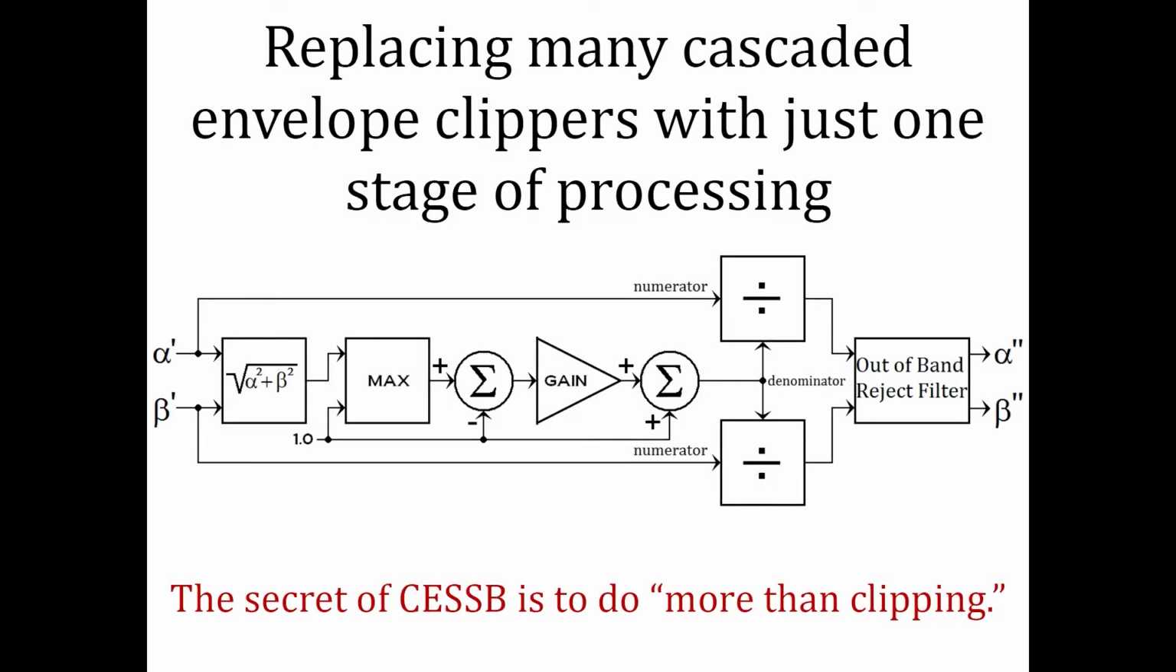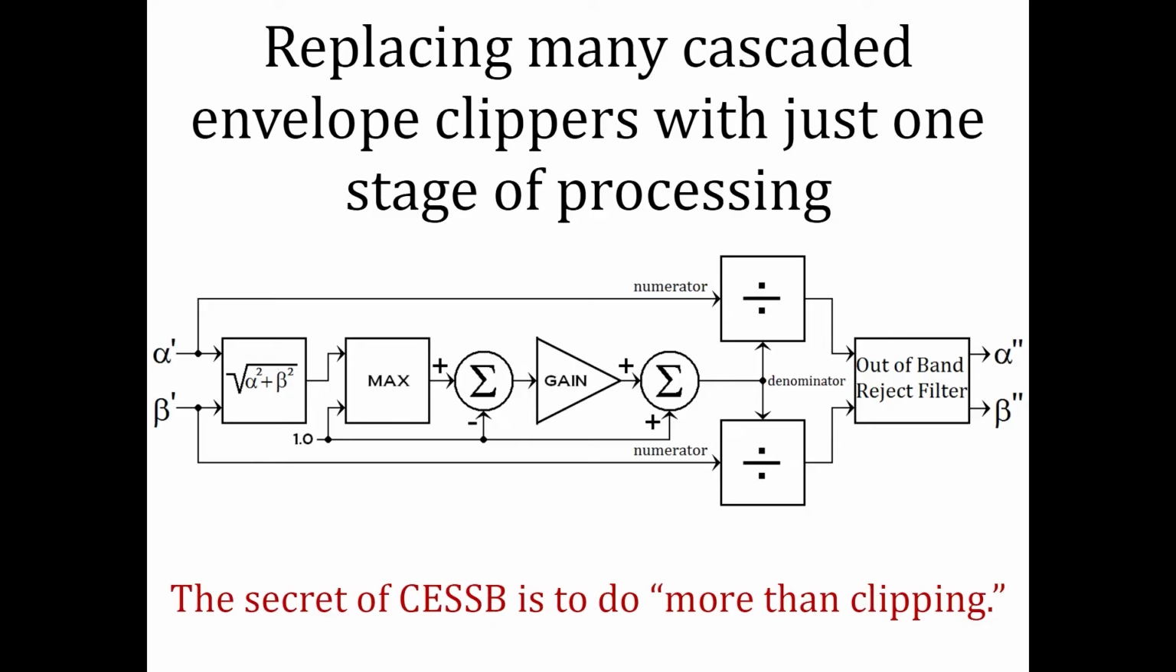What we need is something that does more than clipping. Since we have control of the denominator, we could create a function that reduces the gain of the divider a little more than what it needs to do for simple clipping. With this modification, we can get the overshoot reduced to a low number in just one pass, and this is the main concept in CESSB. The next step is to modify a conventional envelope clipper. This enhancement allows us to reduce the gain during the overshoots more than a simple clipper would.